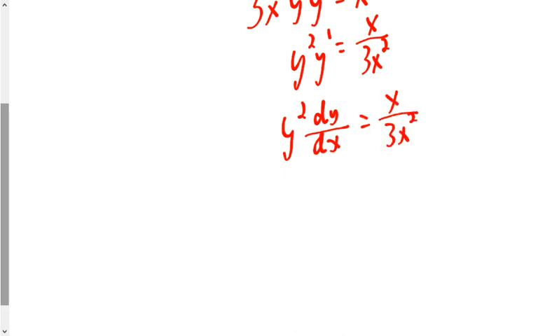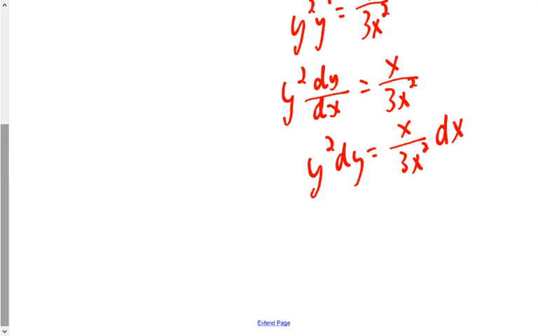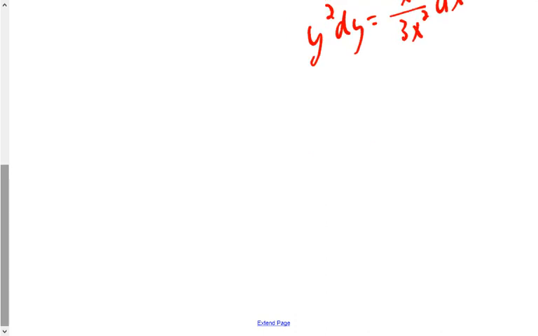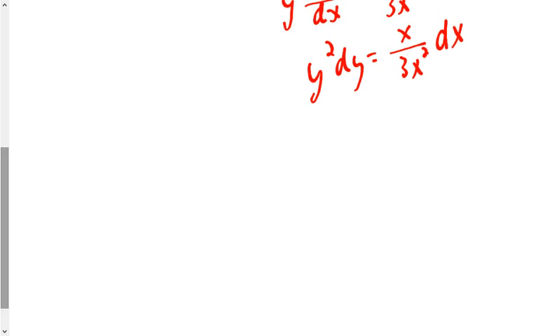Now if I multiply both sides by dx, I get that. And notice I still haven't integrated yet. We know we're going to integrate because we're looking for a particular solution. But even still, I can still rewrite x over 3x squared. My x's cancel out. I'm left with 1 over 3x dx.